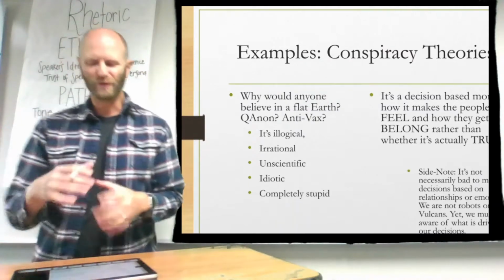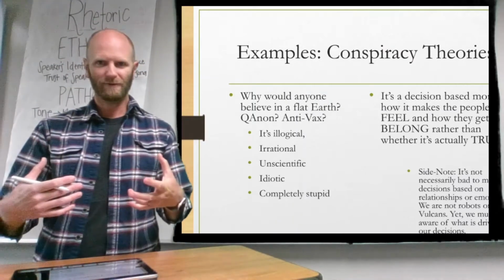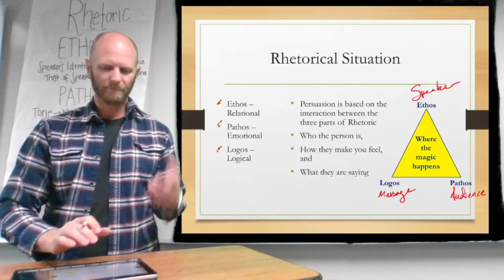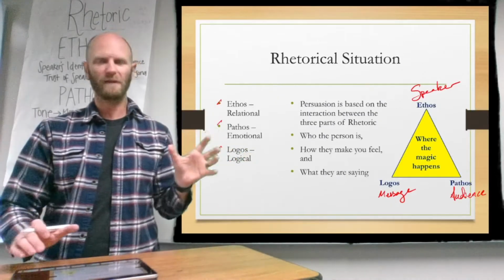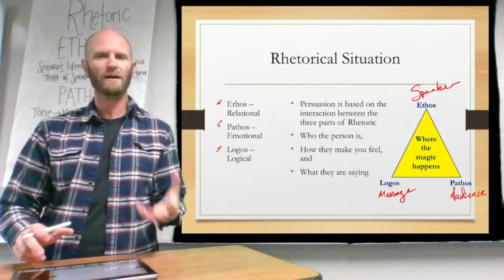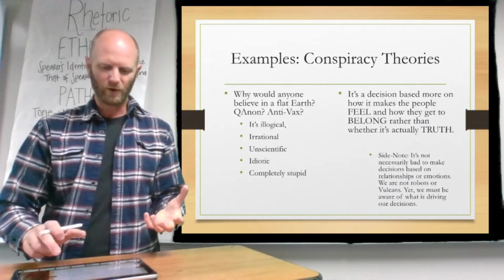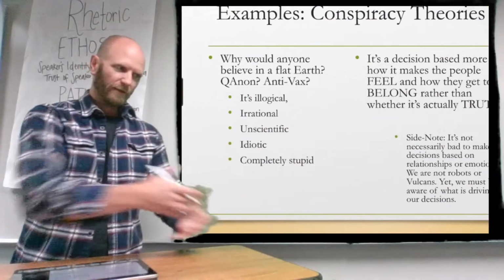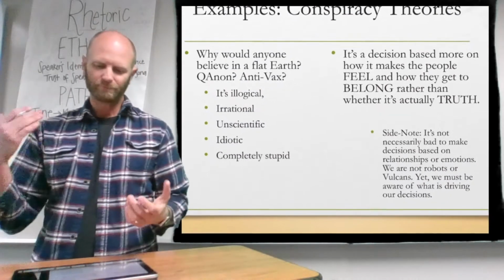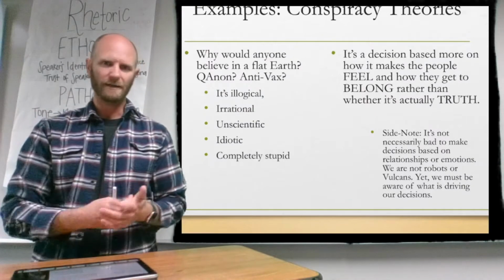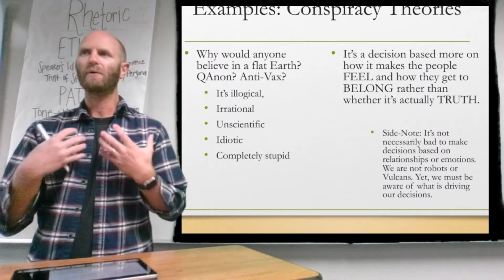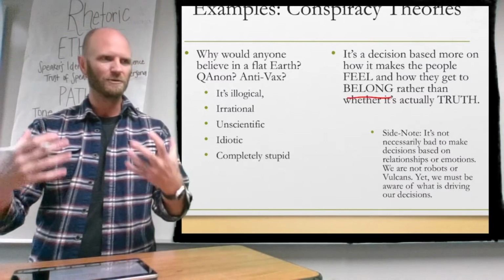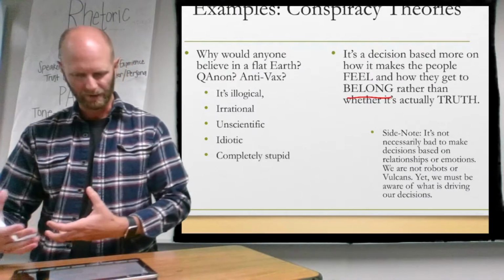So again, the idea and the example of conspiracy theories is to help you understand that we are a mix of ethos, pathos, and logos, because we are not purely logical creatures. Again, if we were purely logical creatures, there would be no flat earth theory. There would be no QAnon. There would be no anti-vaxxers. Because if you could be looking at what is logical and scientific and true instead of how you feel, instead of being driven to belong to something, the need to belong to something.